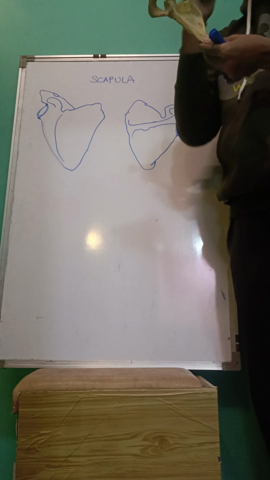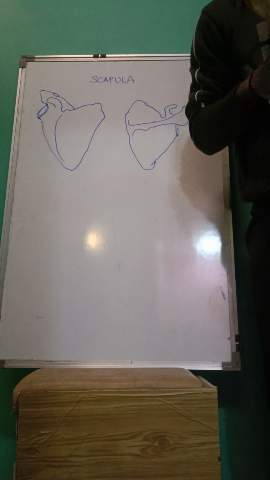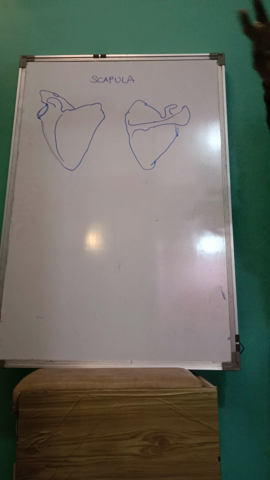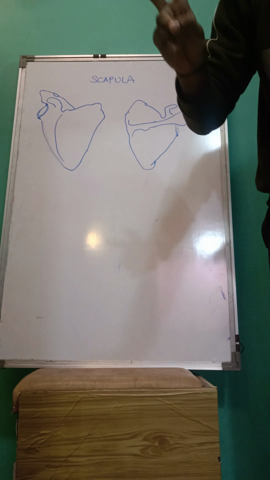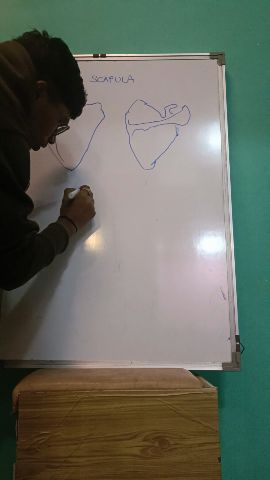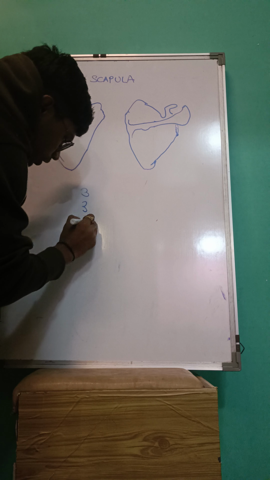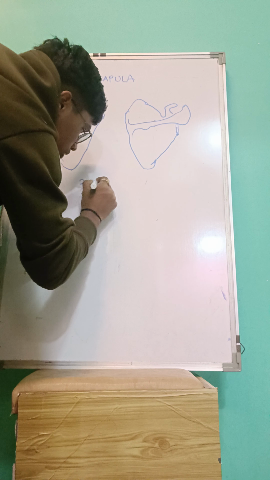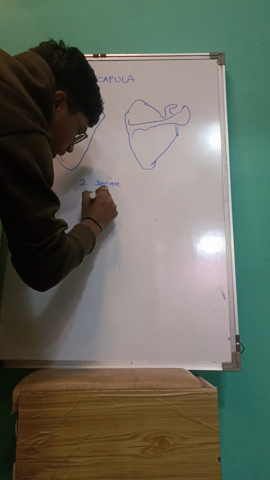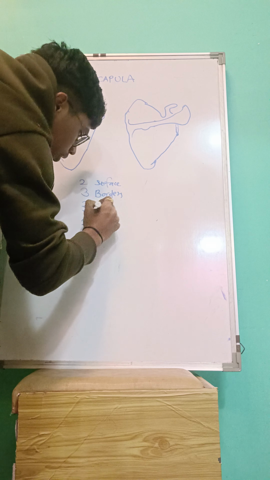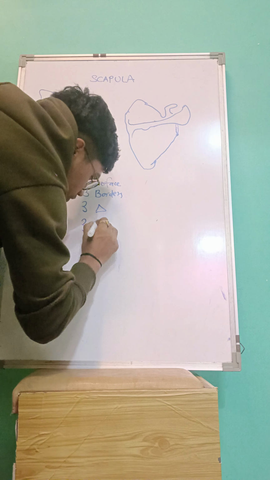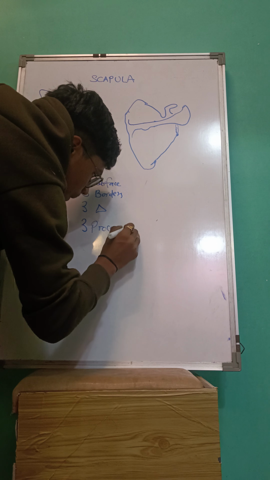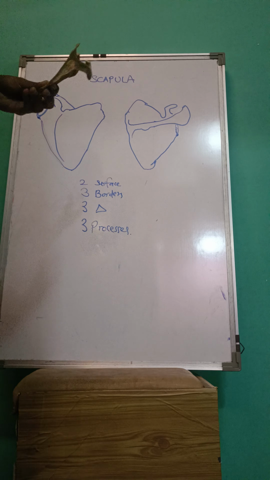Then what are the features of the scapula? It contains three borders, three angles, three processes and two surfaces. So three, three, three and two: two surfaces, three borders, three angles, and three processes. You have to name these during your viva.